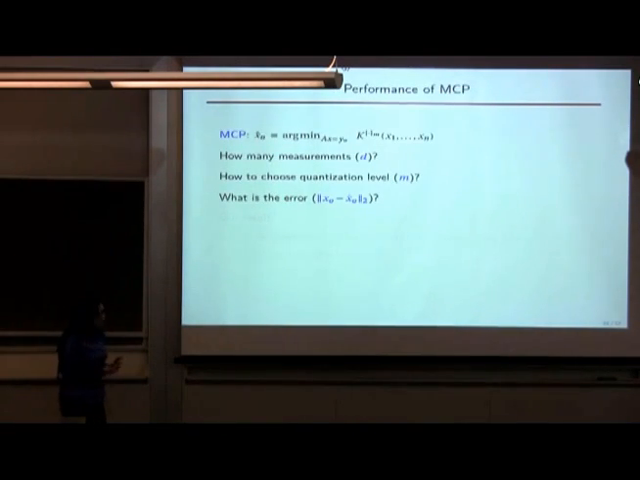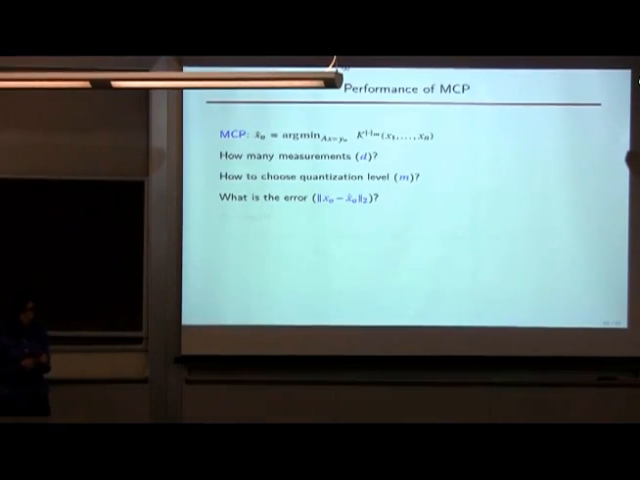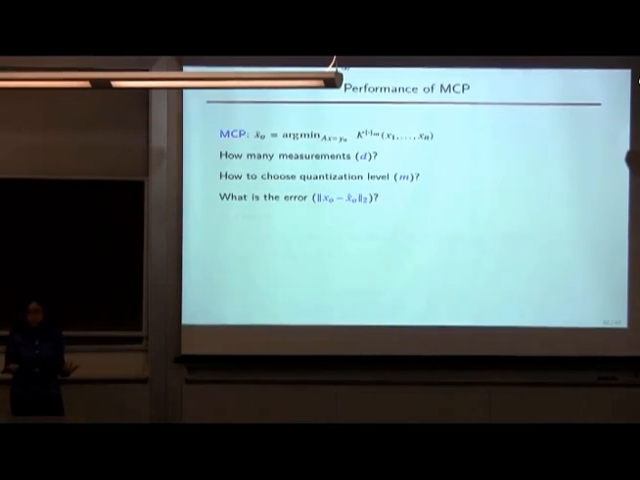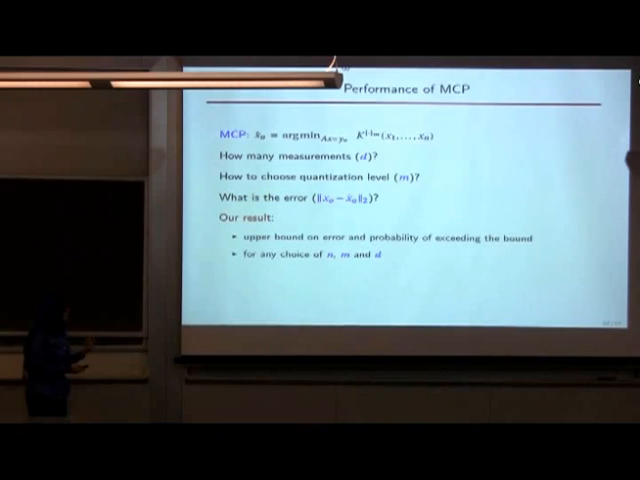So now, in order to specify the performance of this algorithm, how does MCP perform? To specify this, I need to tell you how many measurements should you take. I mean, how many measurements do we need to have a reliable reconstruction? How should we choose the quantization level? Again, that's a parameter. And also, what is the error we get from this algorithm?